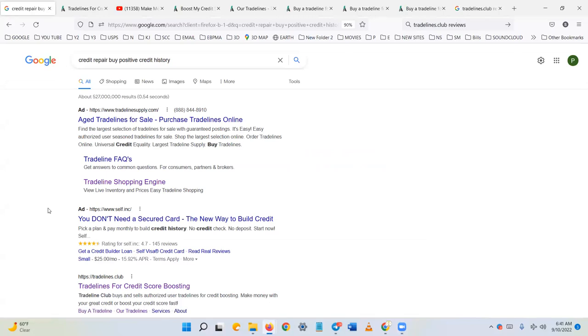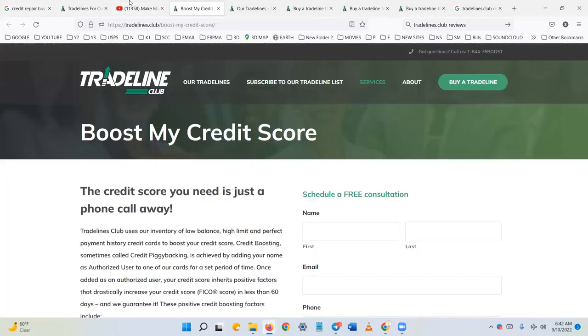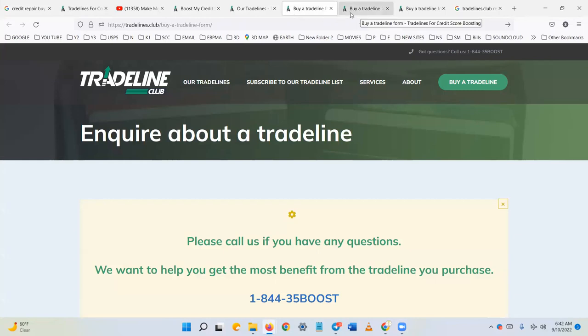I've been researching and studying this for a while, but I want to go over something called trade lines. If this is not into your awareness, you're going to have to know about this. Basically, in a nutshell, trade lines is, let me show you, you buy a trade line.